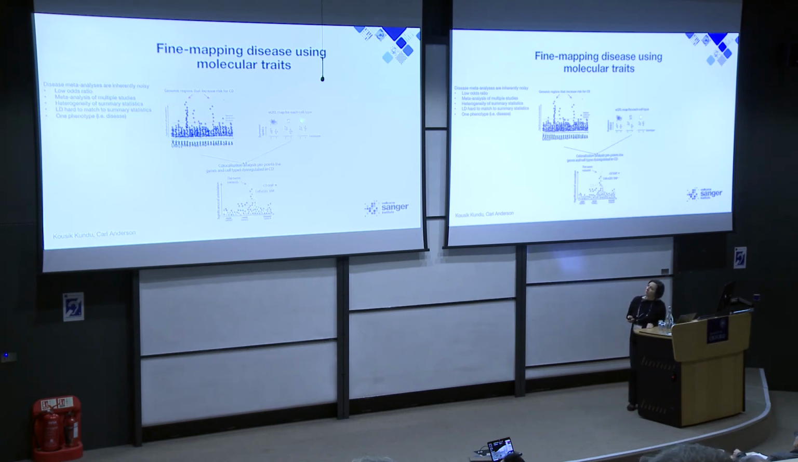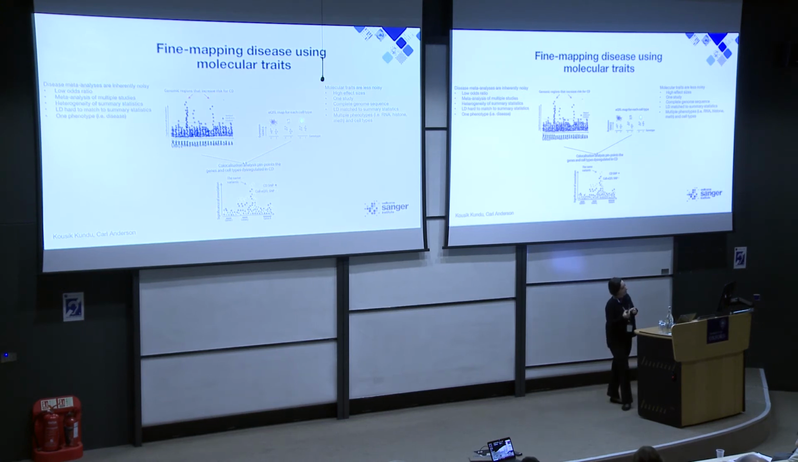Over time, there has been a realization that molecular QTLs can be overlaid onto disease associations to gain some confidence that there is a sharing of genetic effects between the molecular phenotype and the disease phenotype. Dealing with molecular phenotypes is much easier because these traits have higher effect sizes. They're typically much more homogeneous in the way they've been generated. We have complete summary statistics, and you can match linkage disequilibrium to the summary statistics very well to deal with regions with complex associations.